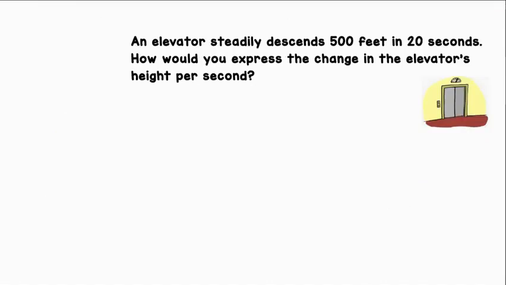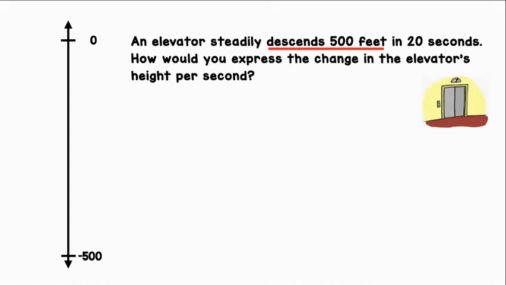An elevator steadily descends 500 feet in 20 seconds. How would you express the change in the elevator's height per second? Let's use a vertical number line to represent this situation. The elevator descends 500 feet, which means it goes down. We can use negative 500.